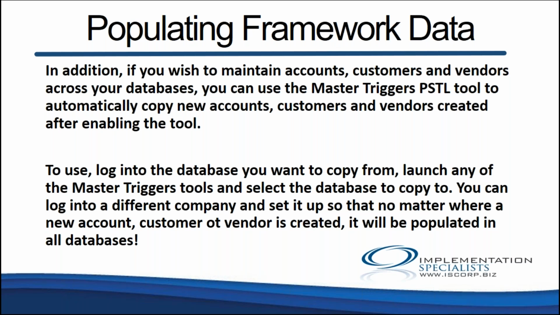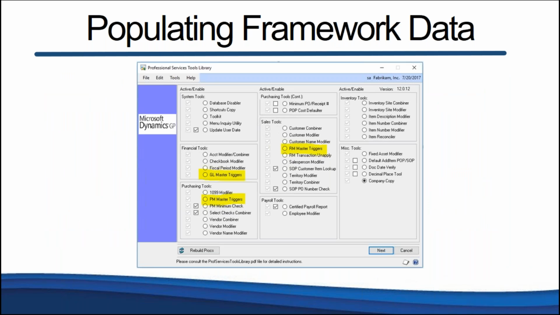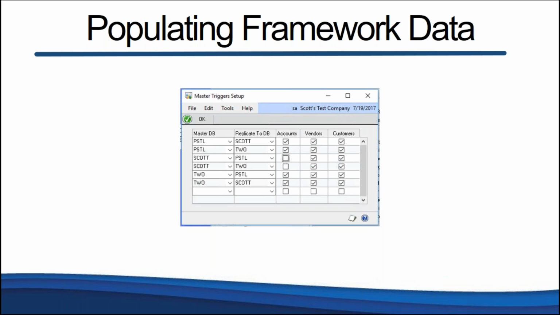And then when you create it, it'll automatically be imported to the databases. And so here it is: RM, PM, and GL master triggers. And that's just showing the Pistol tool. I just highlight them because any of them will bring you to this. This is the same tool, it's just called the master trigger setup, and you can set up your relationship.